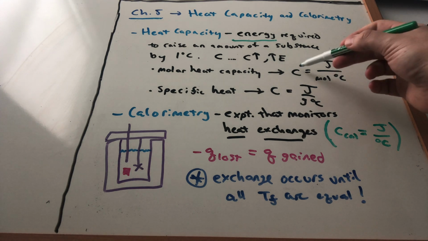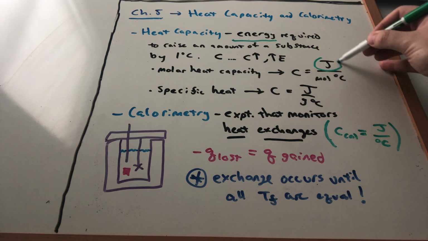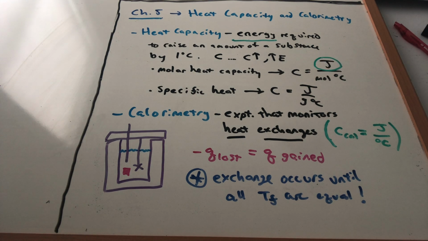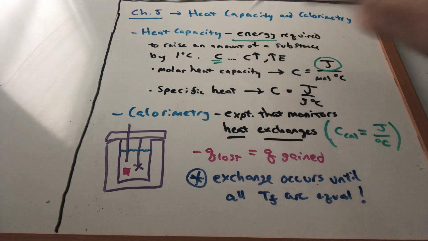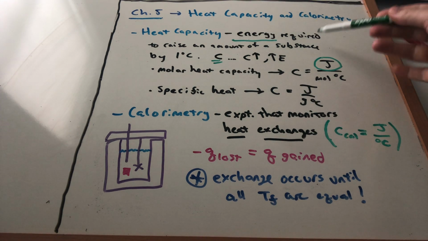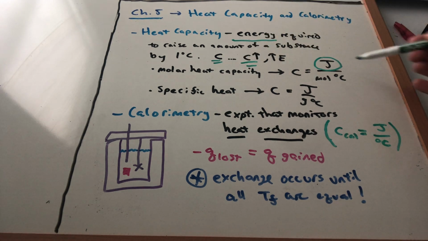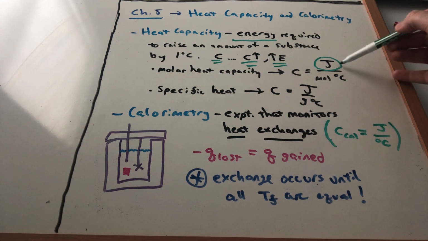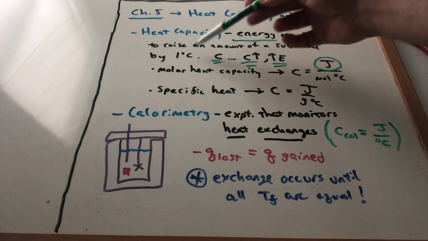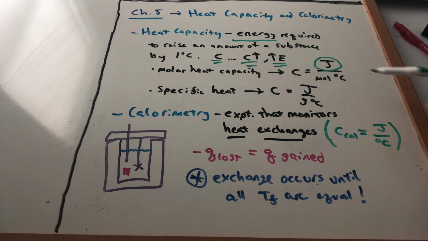Now, if you look at C, it is proportional to energy. It's proportional to joules. So if we're given a C, we can think about how the definition fits with these units. As C gets bigger, that means the energy required to make something hotter, the energy required to raise something by 1 degree Celsius, increases. Water has a pretty high heat capacity, where some objects like a metal, like aluminum, would have a lower heat capacity.